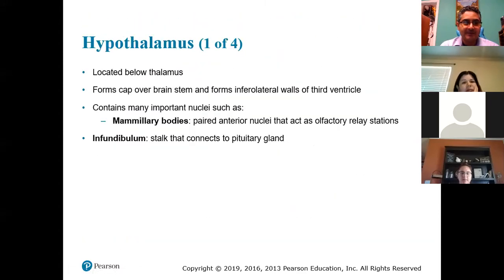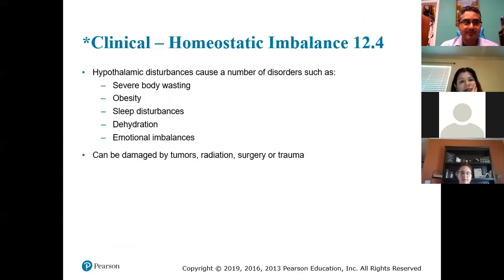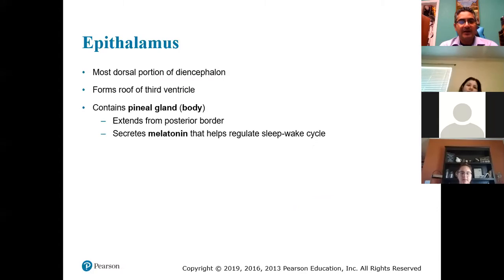The brain. Epithalamus. Now, this contains the pineal gland. Well, what does this gland do? Very, very important gland. It secretes melatonin that helps regulate sleep and awake cycles.